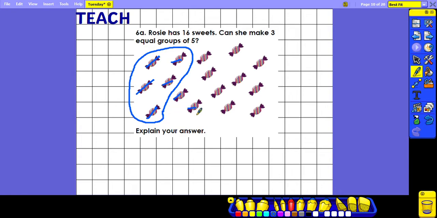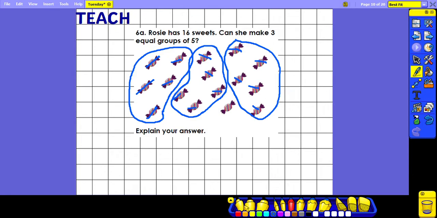1, 2, 3, 4, 5, put them in a group. 1, 2, 3, 4, 5. They make another group, but as you can see, I've got this one little sweet here on its own. So Rosie cannot make 3 equal groups of 5 using her 16 sweets because there is 1 sweet left over.